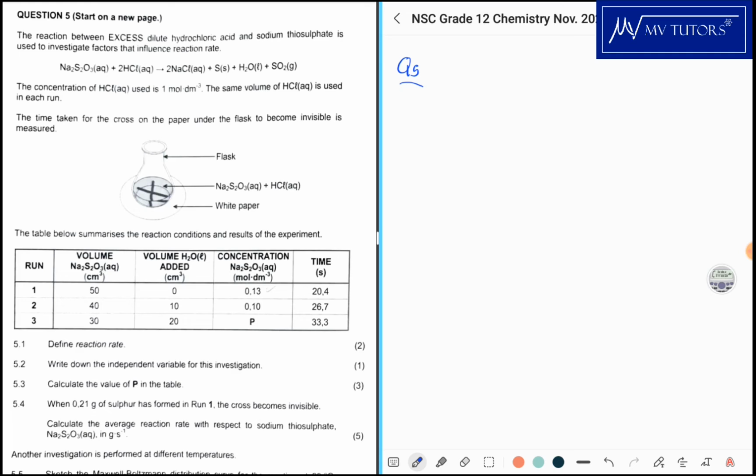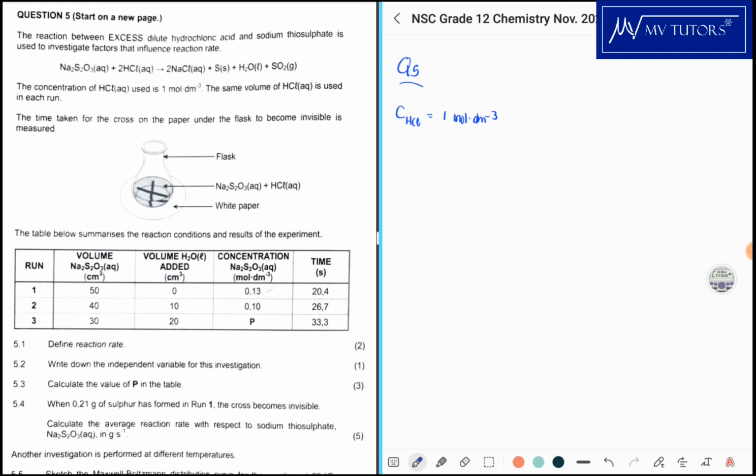And now it says the concentration of hydrochloric acid, or HCl, used is 1 mole per cubic decimeter. All right, so they gave us the concentration. I don't know if we're going to use it, but let's just note it. The same volume of hydrochloric acid is used in each run. So if we had 10 cubic decimeters, it's going to be 10 throughout. I'm not saying it's 10, I'm just saying as an example.